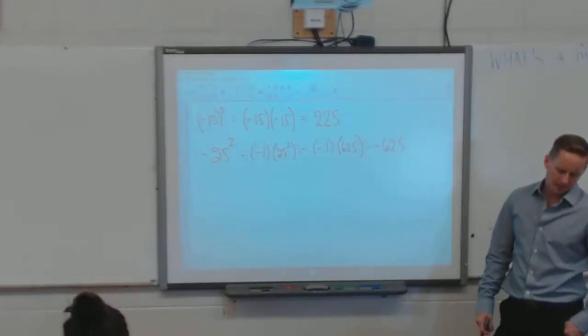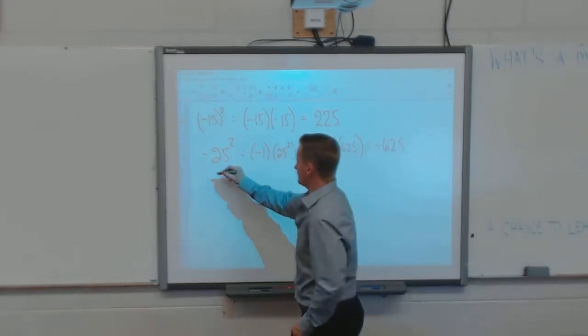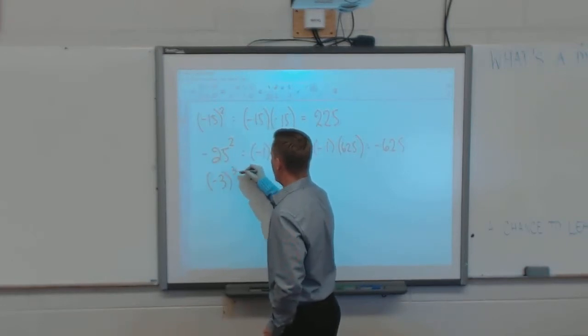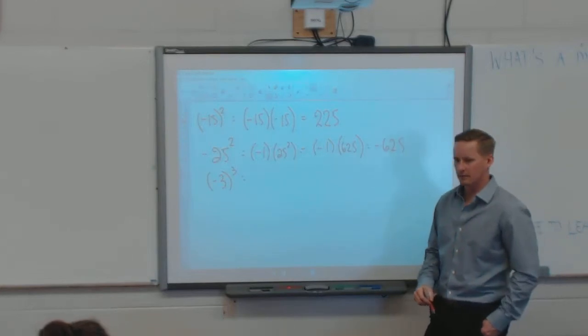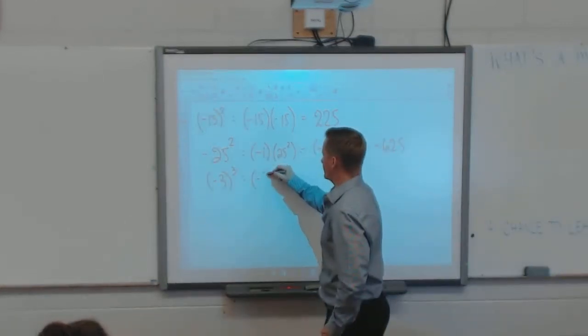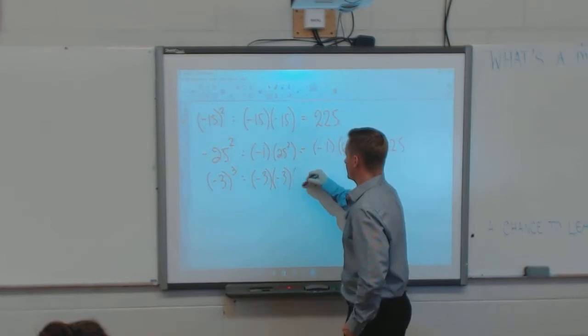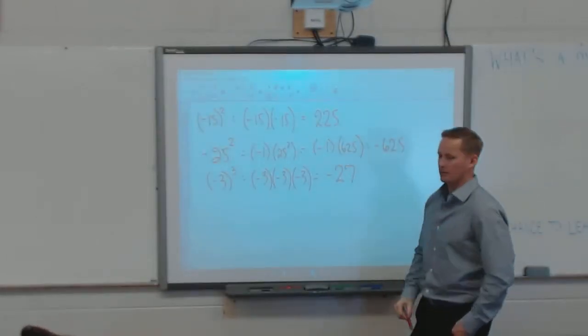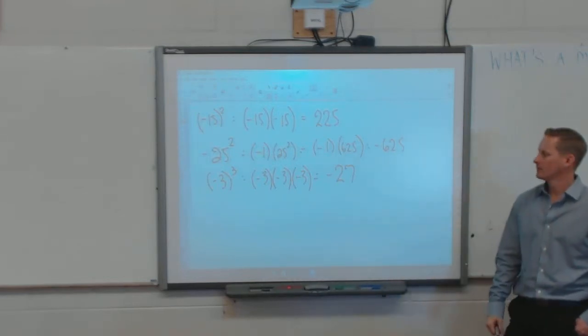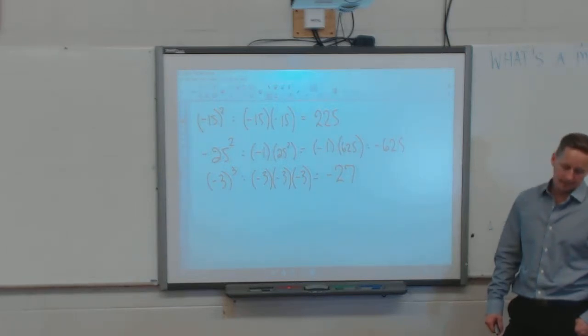The second part says, express your answer as an integer or a fraction. Let's look at B. Again, I ask you, what does that mean? Okay, so let's go minus 3 times minus 3 times minus 3, which is equal to 27. Okay, 27. Right?